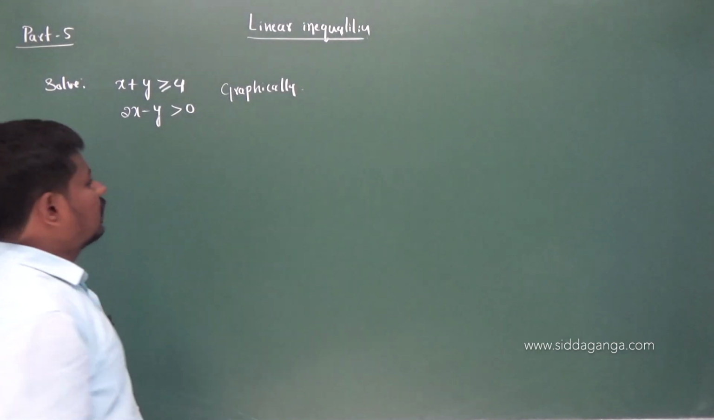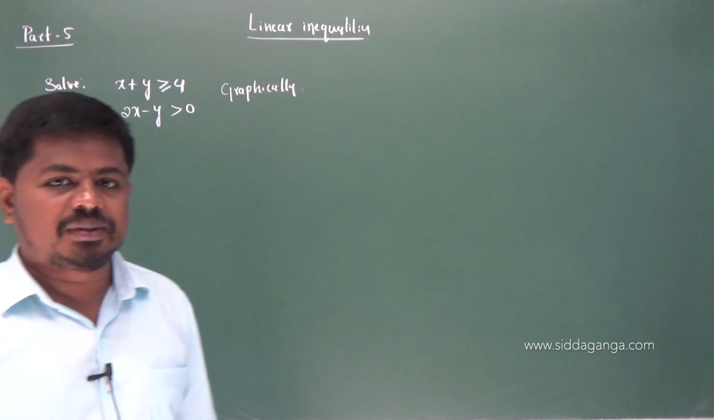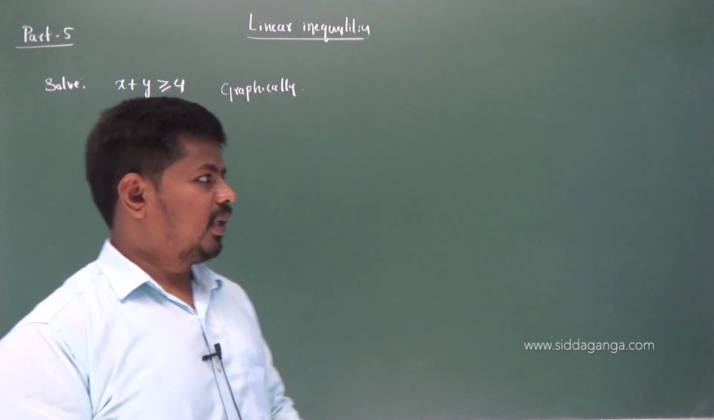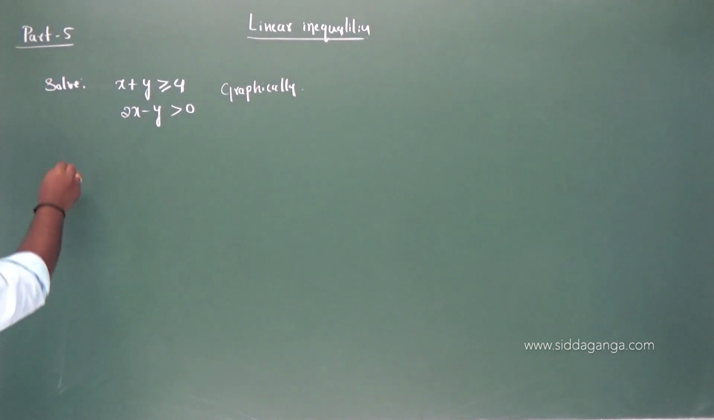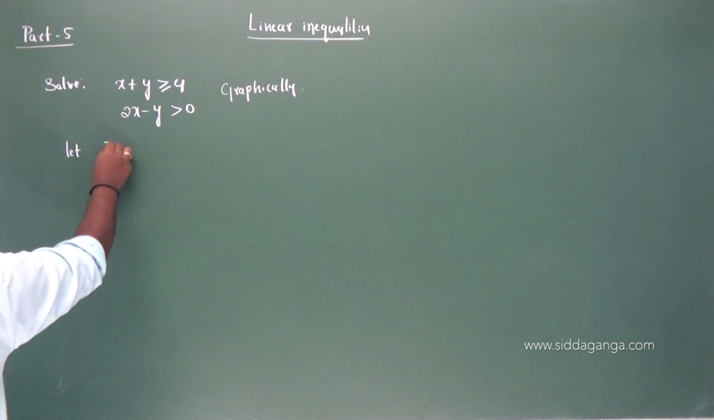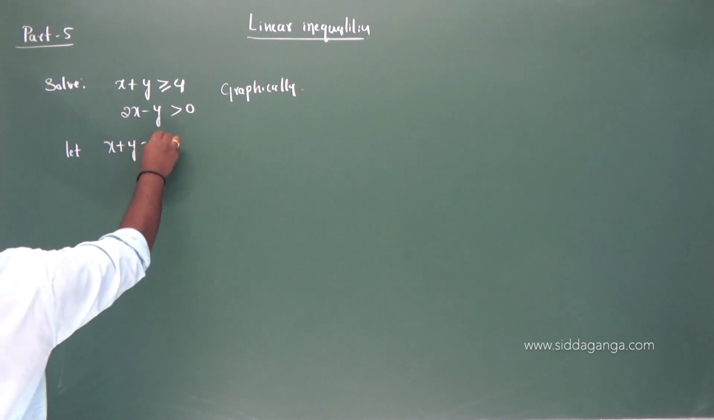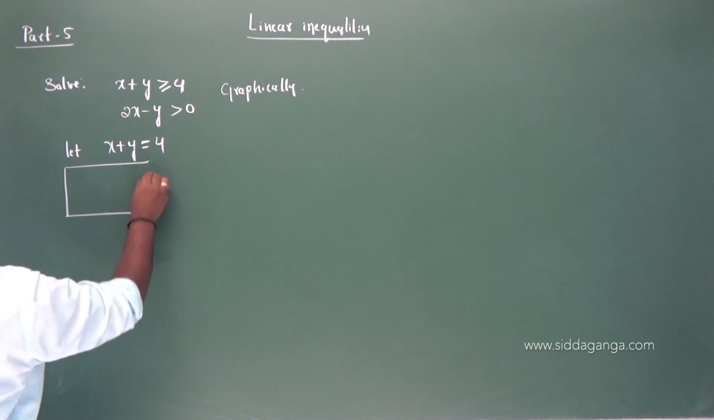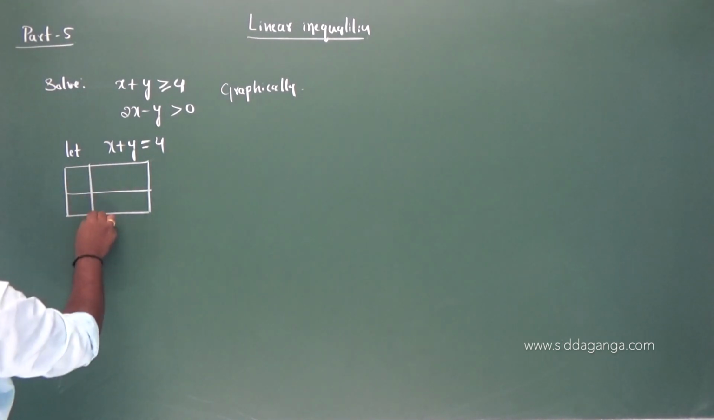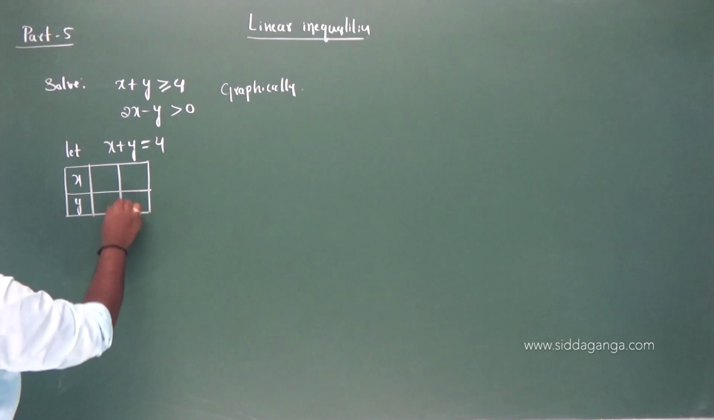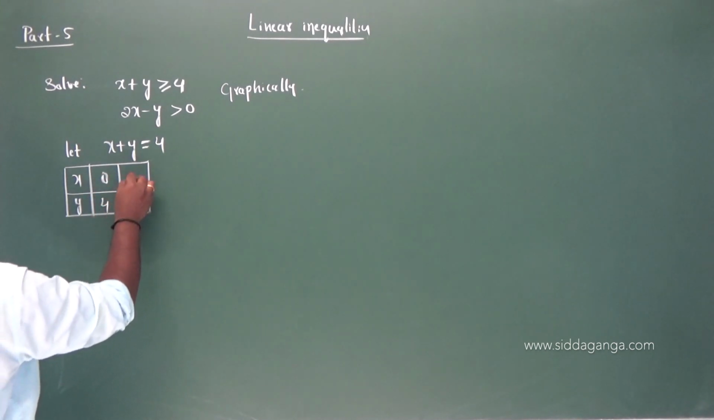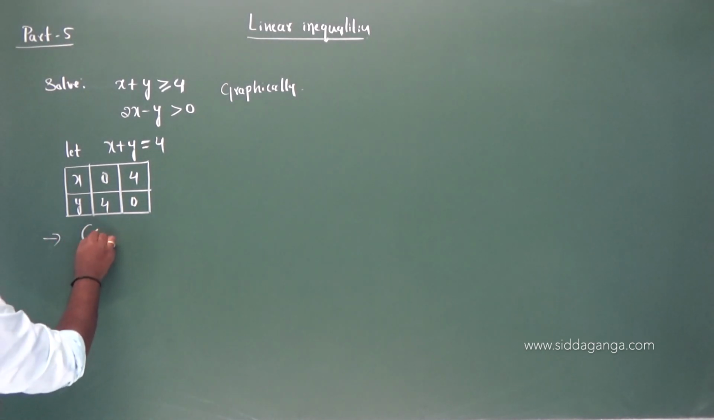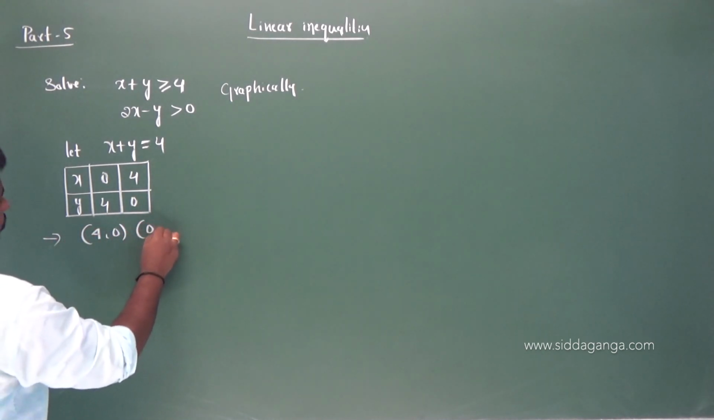Same as before, the first step is considering lines from the 2 given inequalities and the points through which they are passing. Consider the first line, x plus y equal to 4, passing through 0 comma 4 and 4 comma 0, because when x is 0, y is 4, and when y is 0, x is 4.